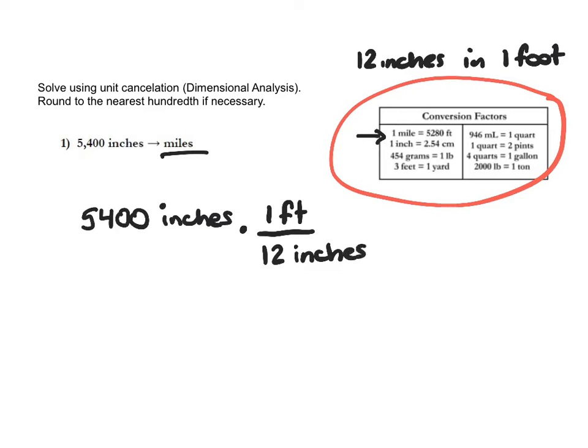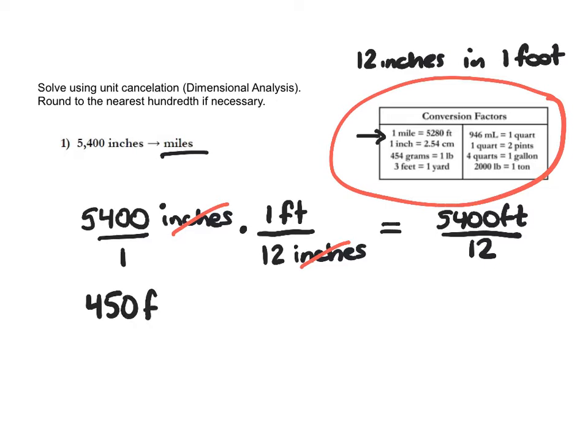Notice that the foot is on the top, the inches are on the bottom so that I can cancel inches out. So now if I multiply this across, I have 5,400 feet over, this is like over 1 times 12, over 12. Go ahead and do your division. 5,400 divided by 12 gives you 450 feet. So 5,400 inches converts to 450 feet.